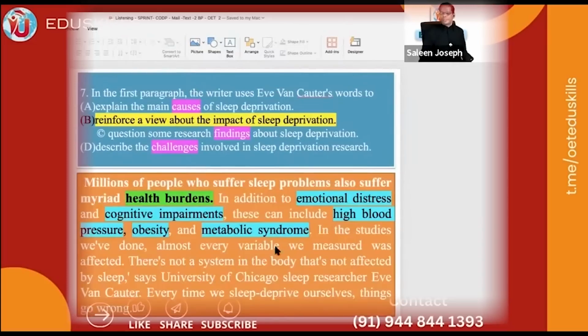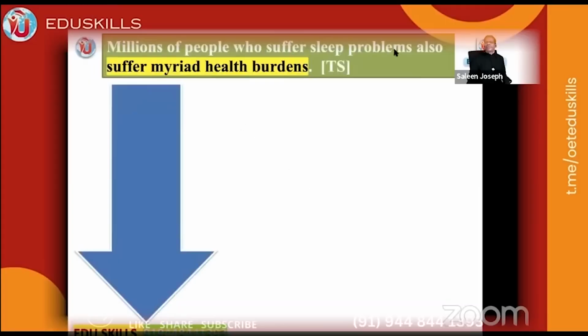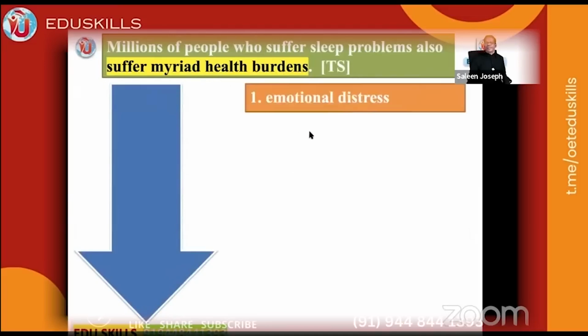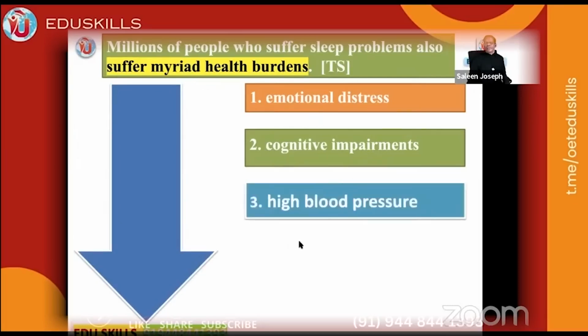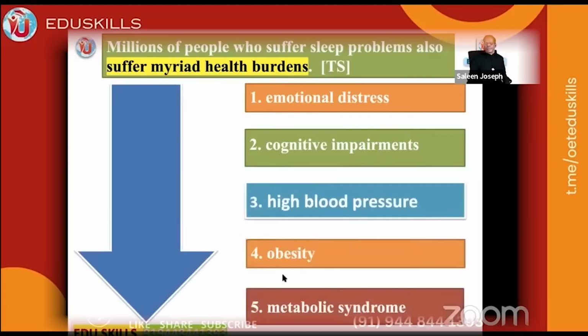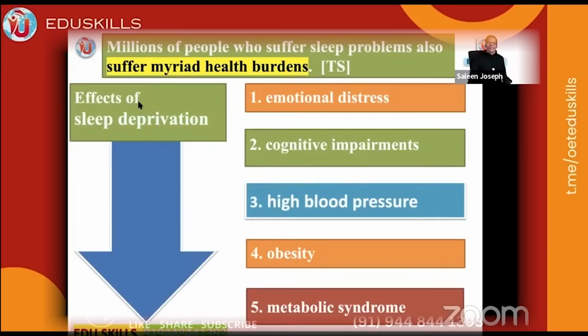Let's check the paragraph structure. Millions of people who suffer sleep problems also suffer myriad health burdens. That is the topic sentence. What are the myriad health problems? The first is emotional distress, the second is cognitive impairments, the third is high blood pressure, the fourth is obesity, the fifth is metabolic syndrome. These are all impacts or effects of sleep deprivation, and the question is about effects and impact. The answer option is about impact.